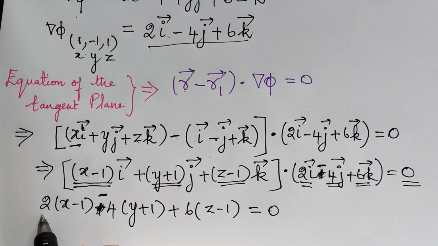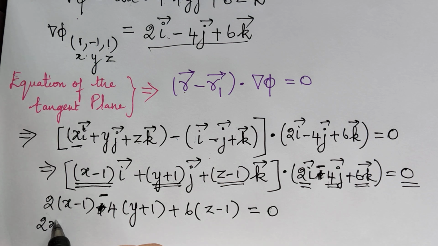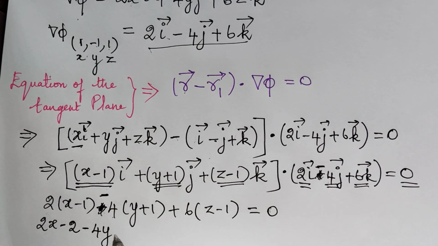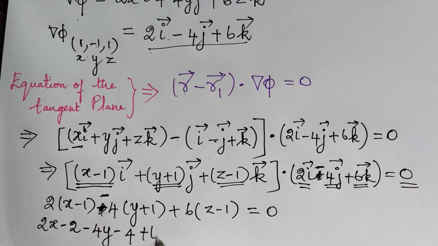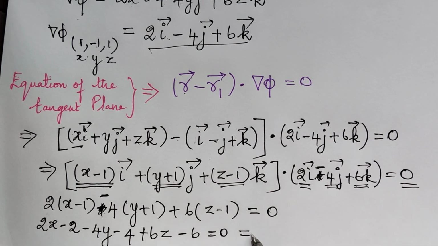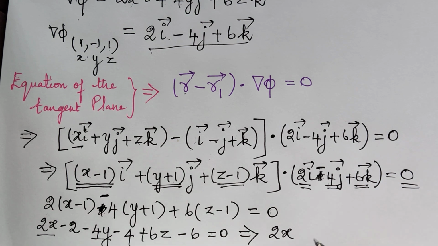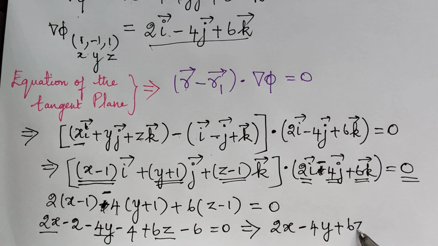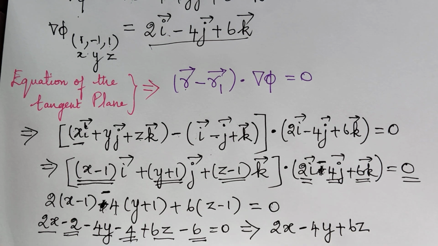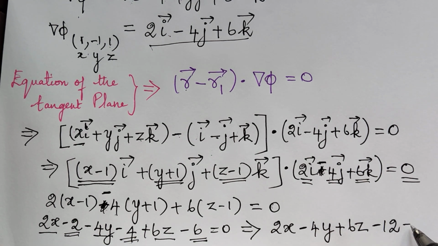And then after this, you multiply within the bracket. So 2x minus 2, and minus 4y minus 4, plus 6z minus 6 is equal to 0. Now from this, what you will obtain? First you write 2x, and then minus 4y, and then plus 6z. And what about the constants? It is minus 2, minus 4, minus 6. So we have to add all of them. It will become minus 12. So minus 12 is equal to 0.